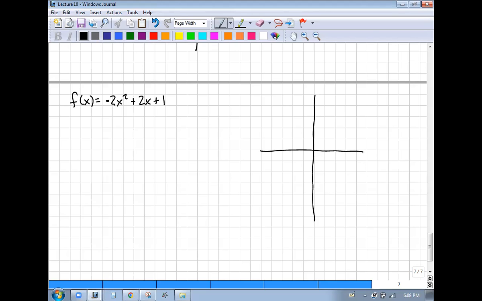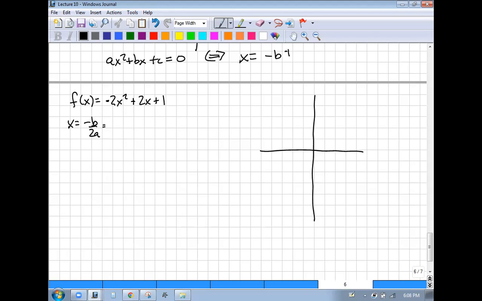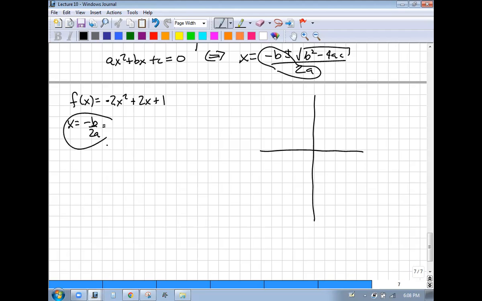Well, my axis of symmetry is at negative b over 2a. Remember, negative b over 2a, that's your vertex formula. Where does it come from? Remember your quadratic formula. If this is 0, that's the same as saying x equals negative b plus or minus the square root of b squared minus 4ac, all over 2a. That's where your vertex lies.